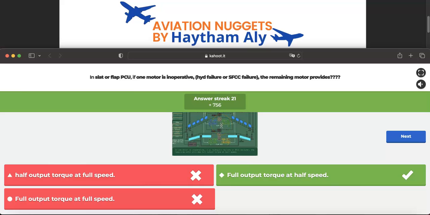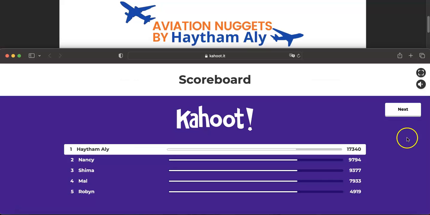Also in case of one motor inoperative because of SFCC failure, in case of one slat flap control computer failure, the remaining motor will provide full output torque but at a half speed. Okay, everybody, let's proceed. Next question.